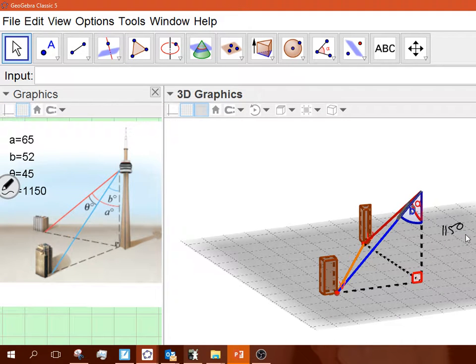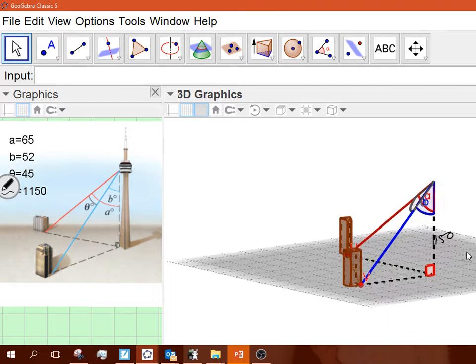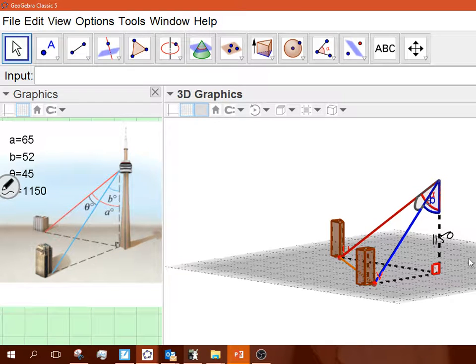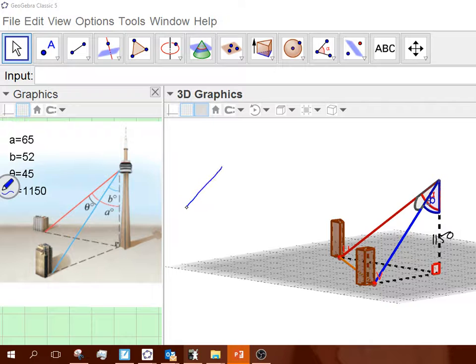So we should be able to do that with some pretty fundamental SOHCAHTOA stuff. If I'm looking at just that blue triangle, the triangle that incorporates the blue line of sight, that's a 90-degree angle there. This is 1150. They tell me B, this angle up here, is 52. We should be able to find, I'm just going to call it H for the hypotenuse. This is the adjacent side, that's the hypotenuse.